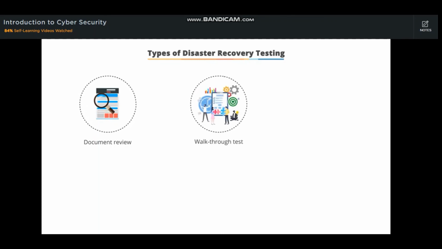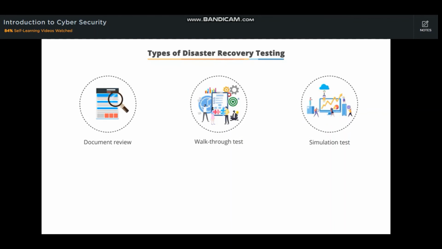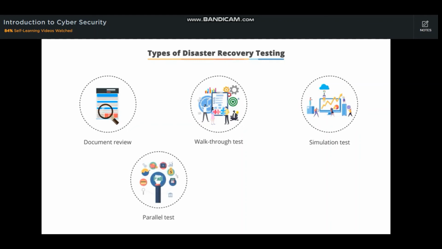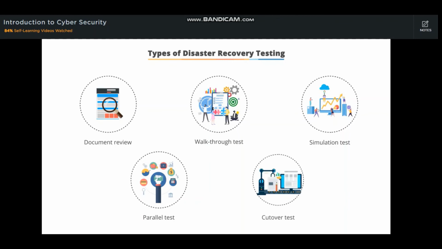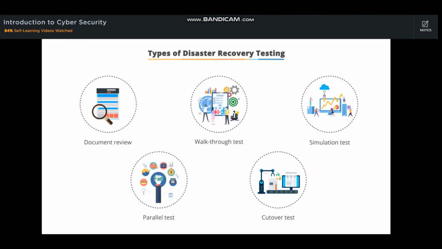A walkthrough test. Groups walk through plans to identify issues and changes. A simulation goes through a simulated disaster to identify whether emergency response plans are adequate. Think of a fire drill. Parallel test. Recovery systems are built, set up, and tested to see if they can perform actual business transactions to support key processes. Primary systems still carry the full production workload. Finally, a full cutover test. Recovery systems are built, set up to assume the full production workload. You disconnect primary systems.